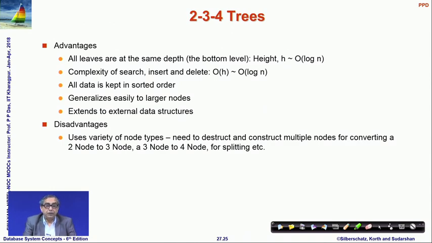Before that, of course, the 2, 3, 4 tree has a major disadvantage compared to binary search trees of the other kinds, because it uses a variety of node types. So, when you change from, say, a 2 node to a 3 node, if you think in programming terms, you have a lot of additional cost, because you need to destruct the 2 node and create a 3 node. If you split a 4 node and create 3 2 nodes as required, then you have to destruct the 4 node and create 3 2 nodes. So, there are a lot of overheads.